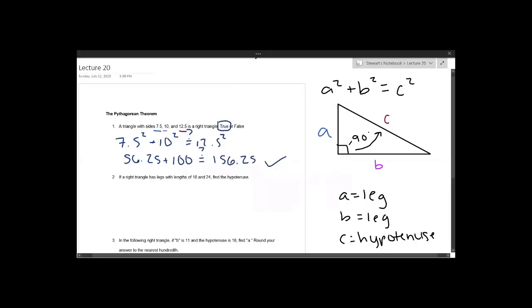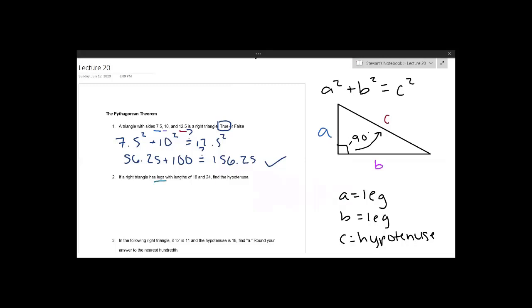Okay, so if a right triangle has legs, as we called before, the two shorter sides, with lengths of 18 and 24, find the hypotenuse. Okay, so we know that we can use the Pythagorean theorem for this too. We can add the squares of the legs together, which would be 18 squared plus 24 squared. And that should equal the square of the length of the hypotenuse, which is C. So 18 squared is 324.